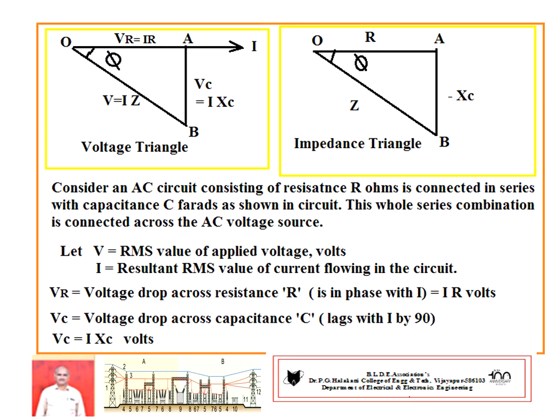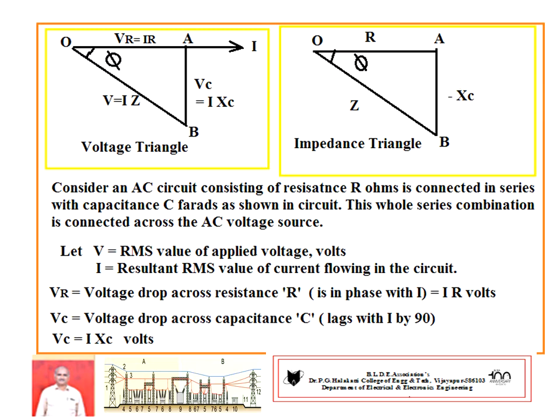Consider an AC circuit consisting of resistance R ohms connected in series with capacitance of C farads as shown in the circuit diagram. The series combination is connected across an AC voltage source. Let V be the RMS value of applied voltage and I be the RMS value of resultant current flowing through the circuit. VR is the voltage drop across the resistance R. VR and I are in phase. VR equals I into R volts as per Ohm's law.